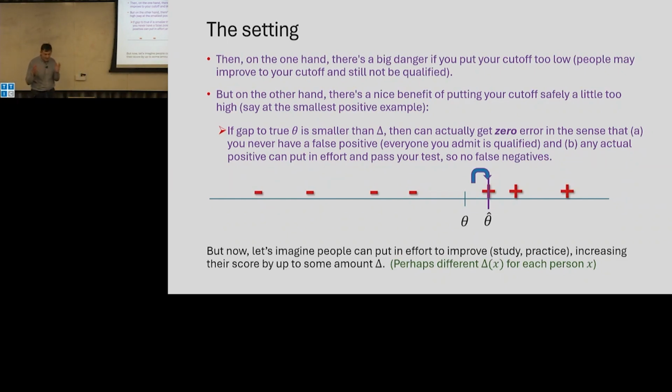There is, of course, the danger that if you put it too low, then your error might actually be higher than it would have been otherwise, because all these people are improving up to your threshold and creating errors you wouldn't have had. Okay, so that's the model that we studied.